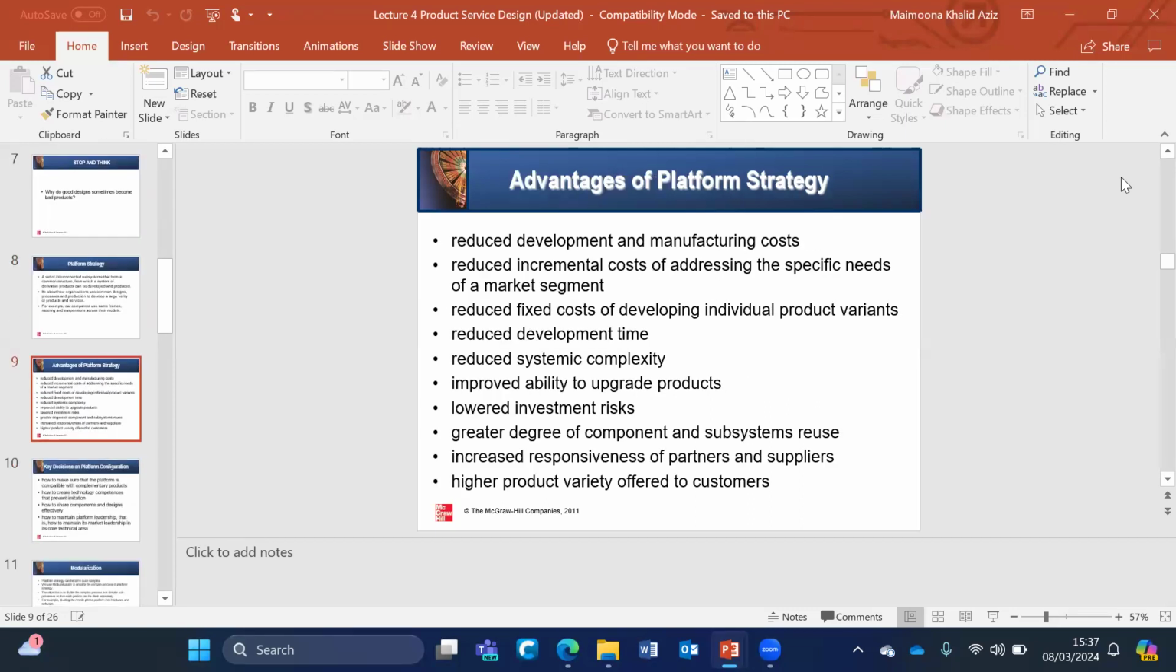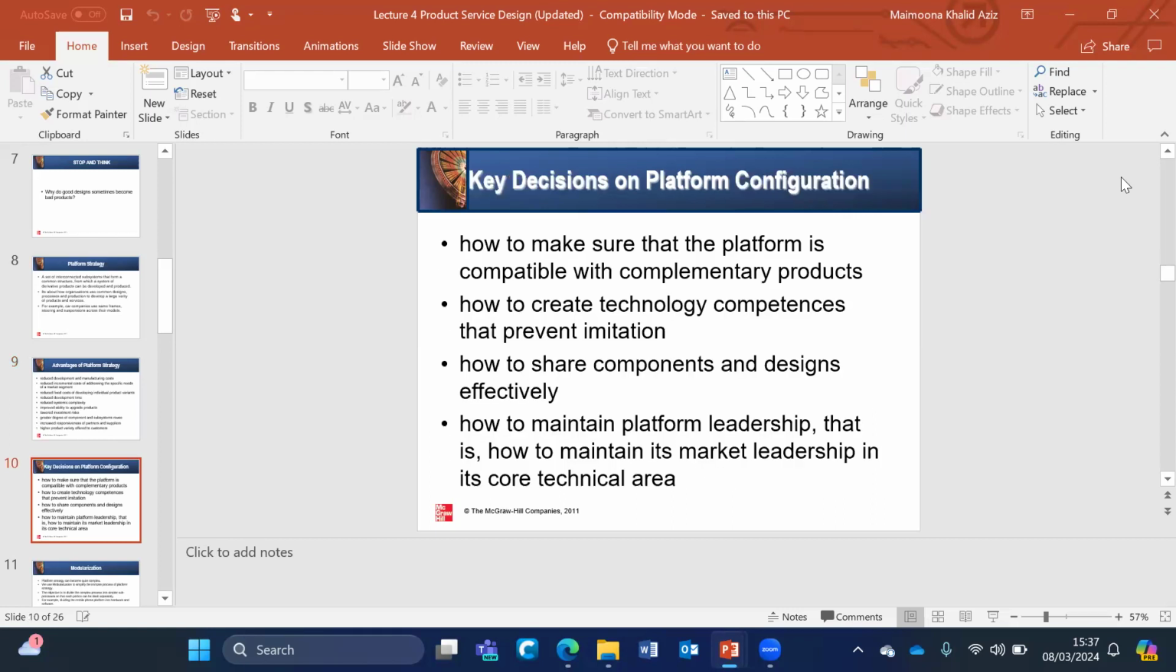So there's several advantages of the platform strategy. It reduces development and manufacturing costs. It reduces incremental costs. It reduces fixed cost. It reduces developmental time. It reduces systematic complexity. It improves the ability to upgrade the product. It lowers the investment risk. It has a greater degree of component subsystem reuse. It has increased responsiveness of partners and suppliers and a higher product variety offered to customers.